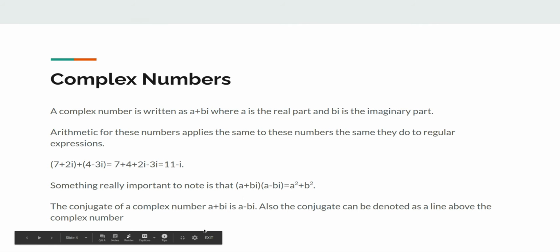The conjugate of a complex number a plus bi, for example, is a minus bi. So what you do is you essentially reverse the sign of the bi term. The conjugate can be denoted with a line over the complex number. So if I asked you what's the conjugate of a plus bi, I could just put a line over a plus bi, and you should assume that's a minus bi.